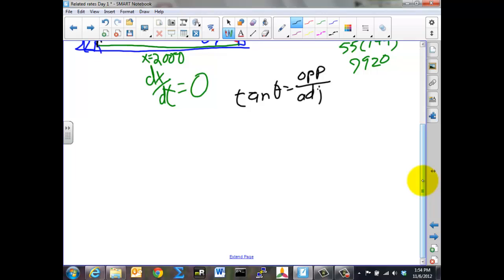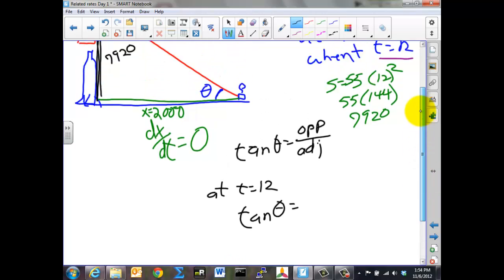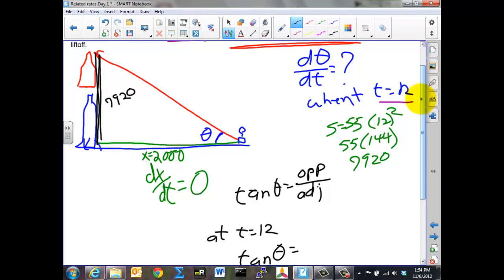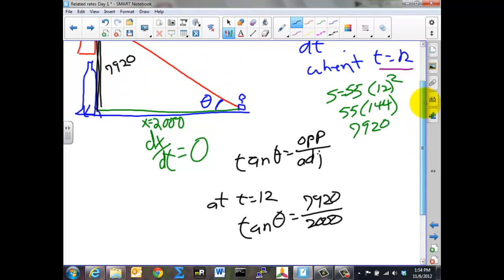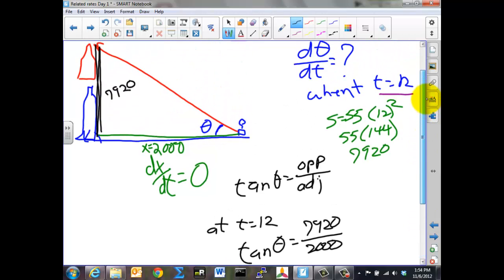So what can we say? At t equals 12, the tangent of theta equals the opposite. When t is 12, we said that distance was 7920, right? And the adjacent side is 2,000. It's 2,000 all the time, right? Which one's 2,000? The bottom one, yeah. Because the camera's 2,000 feet away, right?